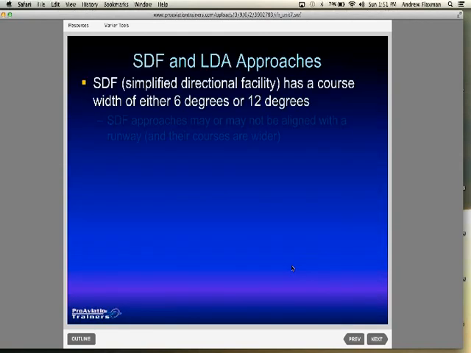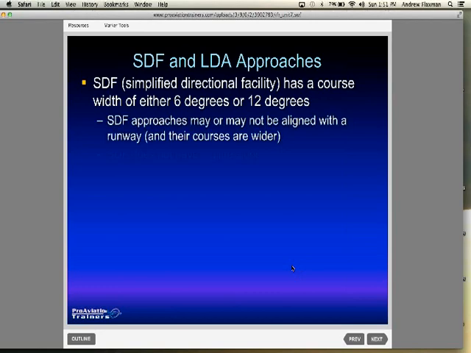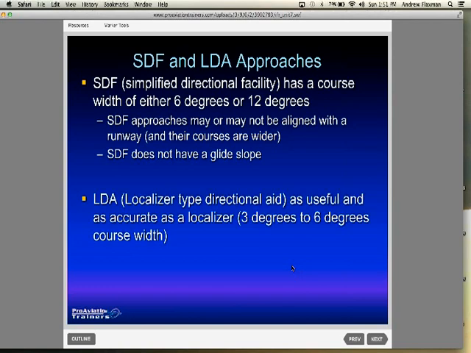So an SDF or an LDA approach. Have you ever flown one of these? Yeah. Okay, cool. So you're familiar at least. All right, SDF, simple directional facility, has a course width of either 6 degrees or 12 degrees. An SDF approach may or may not be aligned with the runway. Me personally, I've never seen an SDF approach that is aligned with the runway. SDFs do not have a glide slope, so we're just considering these like localizer type approaches. It's kind of one of the definitions for an SDF. Well, that's what the book says.